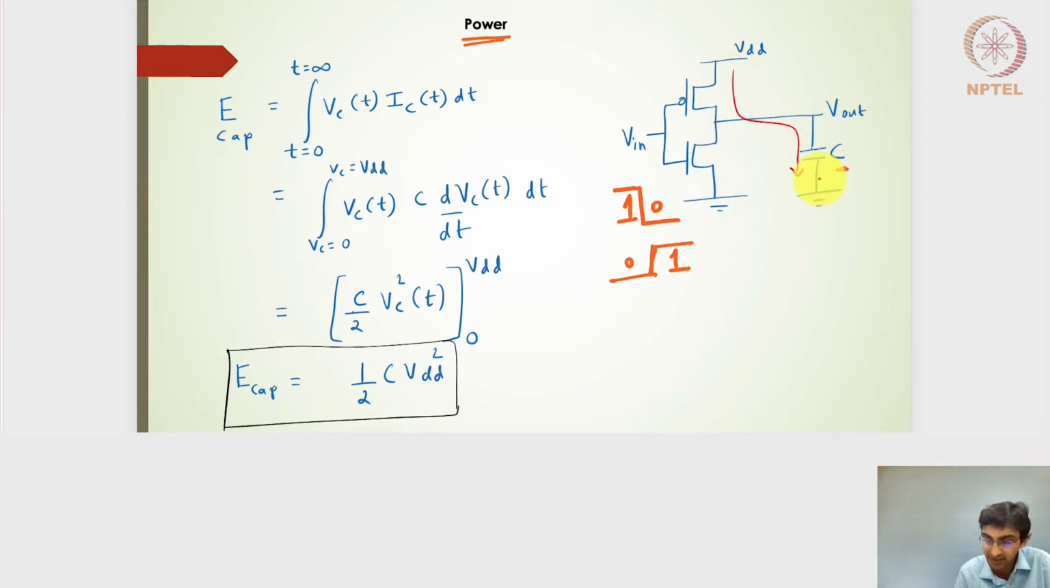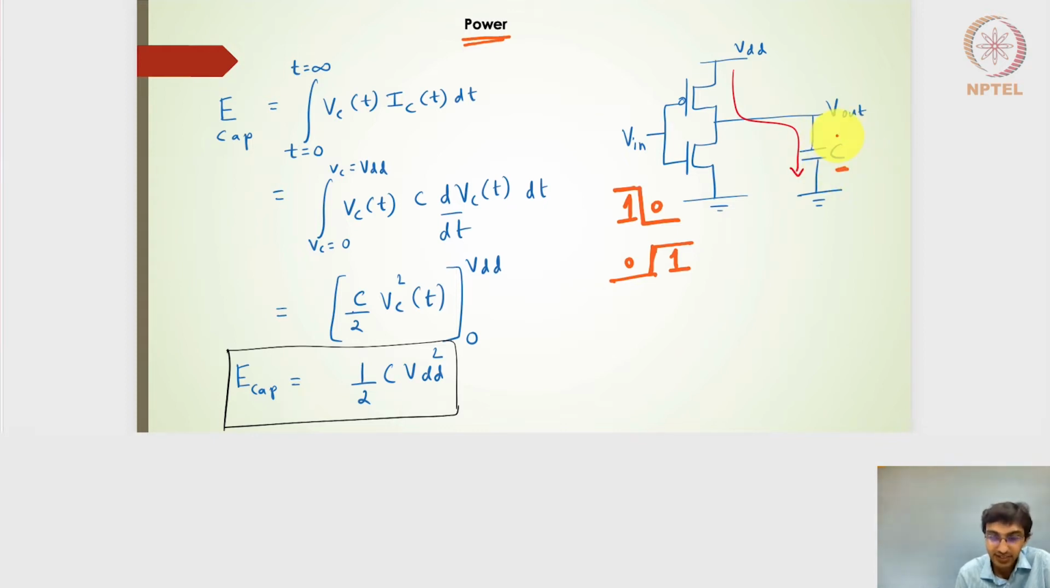For the capacitor to charge, we will try to evaluate the energy that is being consumed while it is charging. While it is charging, we know that for a step input, we will have the PMOS on and the NMOS off, and thereby I will have the current going from VDD through the PMOS and charging the capacitance.